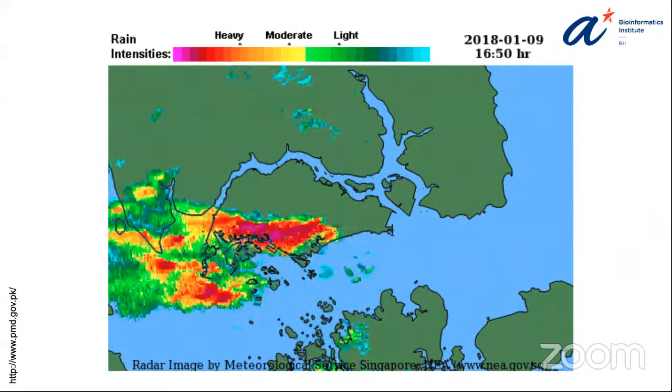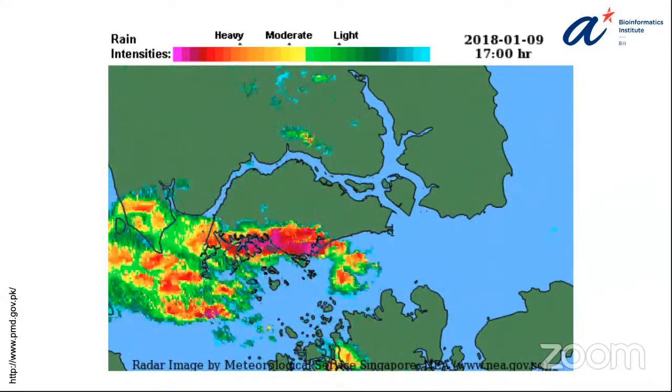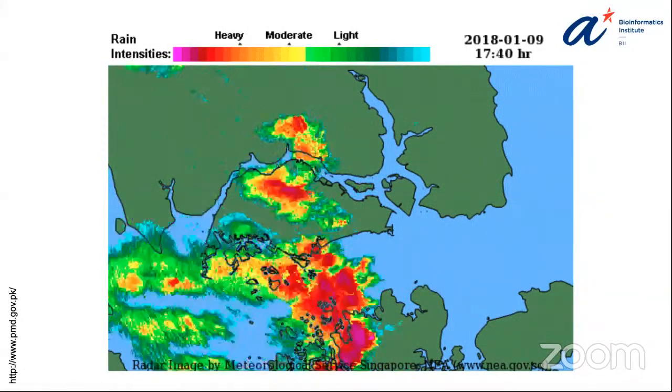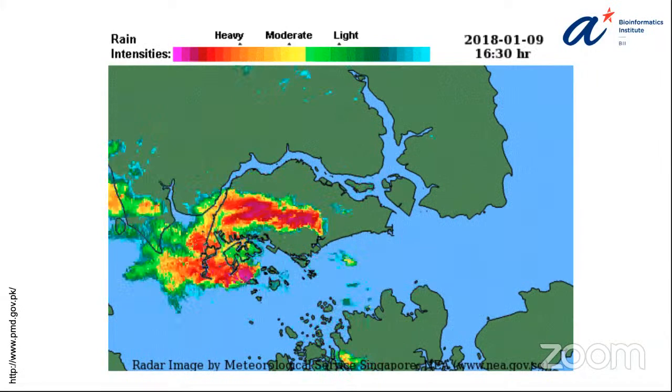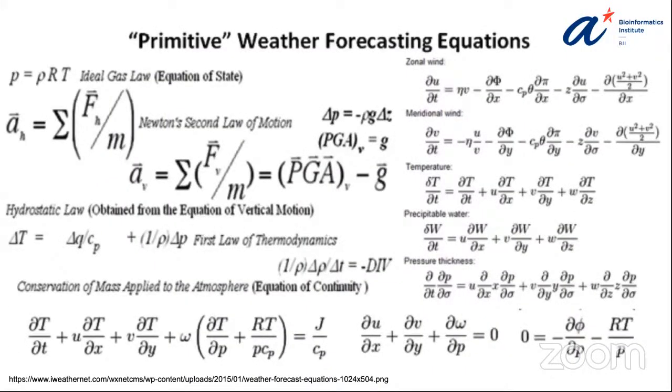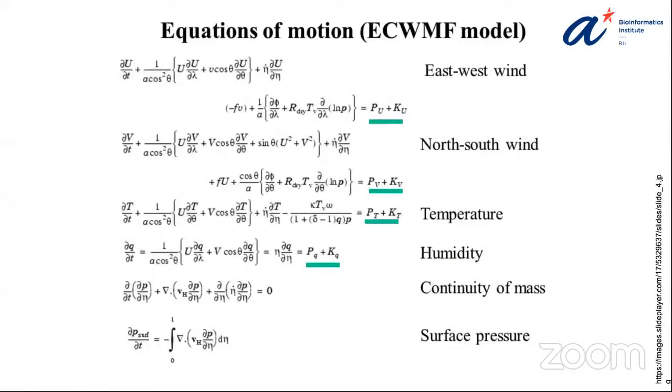If we move in a completely different direction, weather prediction is also based on mathematical models. When you are looking at predicting weather, for example a weather forecast, this becomes quite complicated. But if you break it down, what you are essentially doing is looking at all the things that can affect the weather. There might be one direction of wind, another direction of wind, temperature, humidity, continuity of mass, surface pressure, and a whole other set of variables.